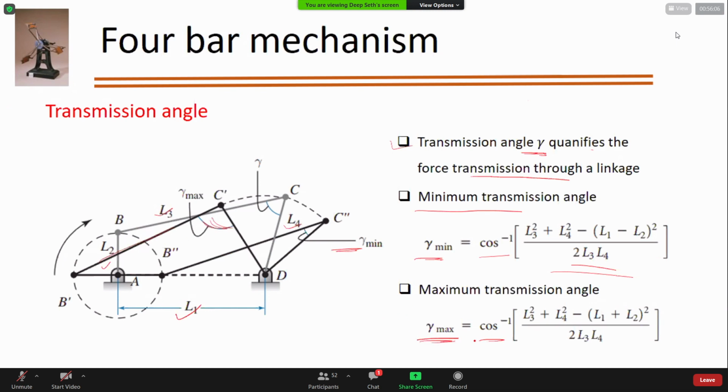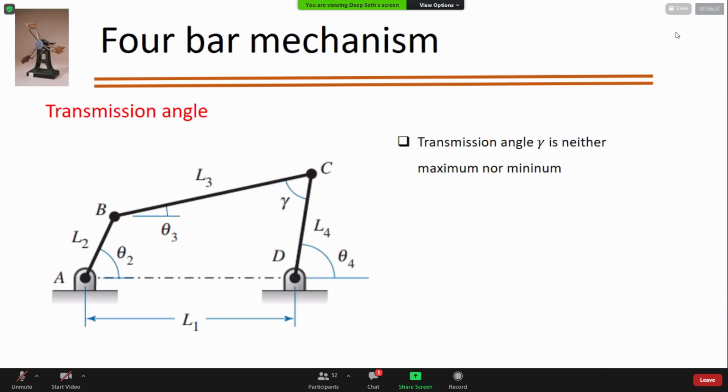as gamma max, and that's cos inverse of L3 square plus L4 square minus (L1 plus L2) square, the only change is L1 plus L2 where there was minus, divided by 2 L3 L4. So this is how you can find the transmission angle. It's very basic geometry or trigonometric function, which you just have to use to find this gamma min and gamma max.